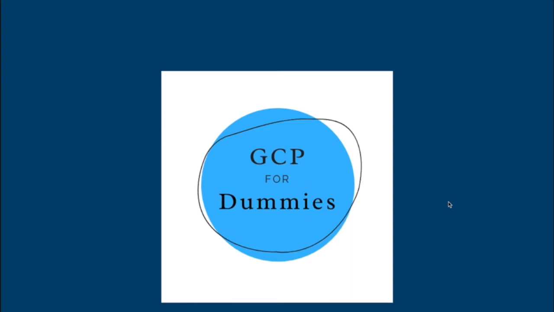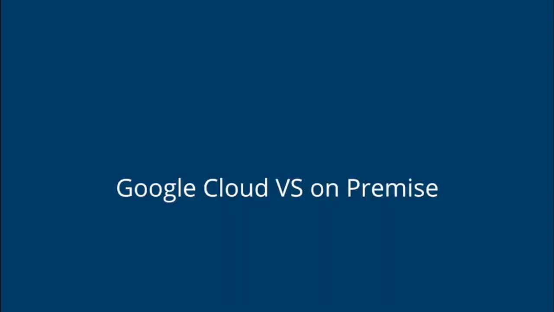The first thing that we're going to go through is Google Cloud versus on-premise. We need to understand why we would move to work on the cloud. So we need to understand the differences between cloud and on-prem. For this series, I'll assume that everyone listening has no background knowledge and we'll be building from that onwards.